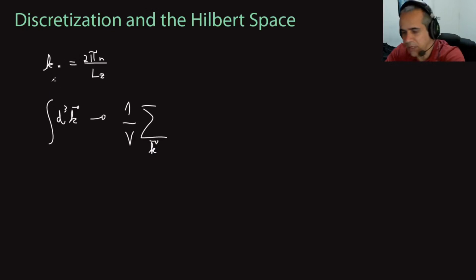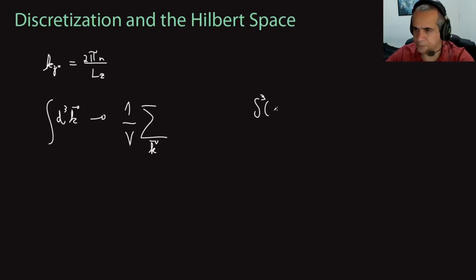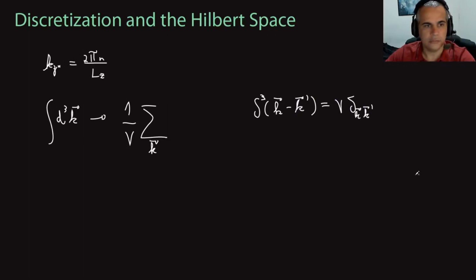k_z,n. Let me put a proper z here, right? k_z,n. This 1 over V is because in natural units, momenta has dimension of 1 over distance, right? So the proper dimension is 1 over V here, right? And the Dirac deltas in momentum will be V delta k k prime, right?